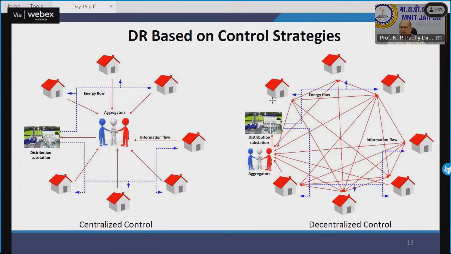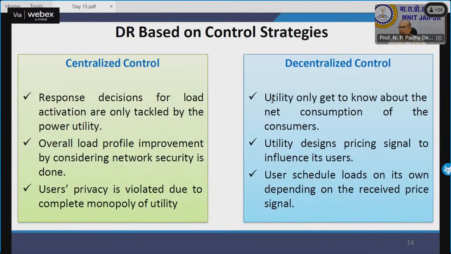So this is what we do. As you could see, there is energy flow from the aggregator to the houses, and there is a distribution substation which talks to the aggregator, who manages thousands of houses, when to use, how to use, what is their price elasticity mechanism, and how it can be controlled. Because the aggregator can understand your mind better than anybody else. And similarly, this is centralized control. We have a decentralized control where everyone themselves tries to optimize their energy requirement. Now, DR based on control strategies: centralized control, decentralized control.